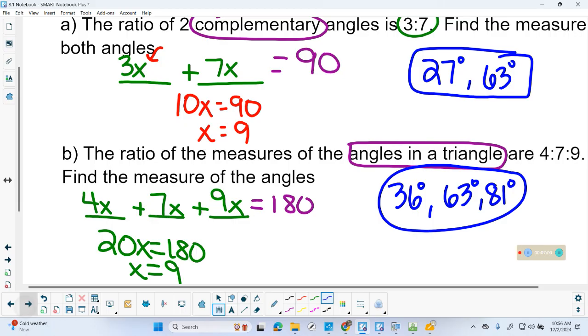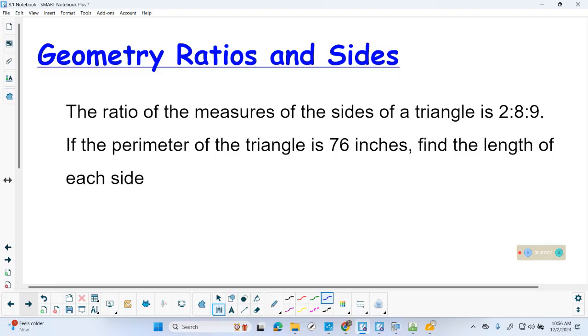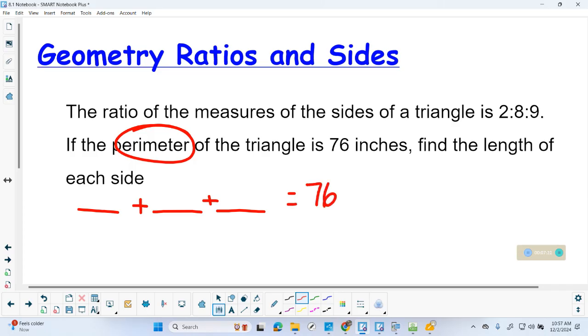All right, last one on the front. Ratio of the measures of the sides of the triangle, 2 to 8 to 9. Keyword, perimeter. Now, how do you find perimeter of any figure? Add up all the sides. So we are adding the 3 sides. That's why I'm adding, because we're doing perimeter. And you just got to read it. What's the perimeter? 76. Okay, let's fill in the ratio part, 2 to 8 to 9. So 2x, 8x, 9x. Let's combine our like terms over there. You're going to have a total of 19 x's.